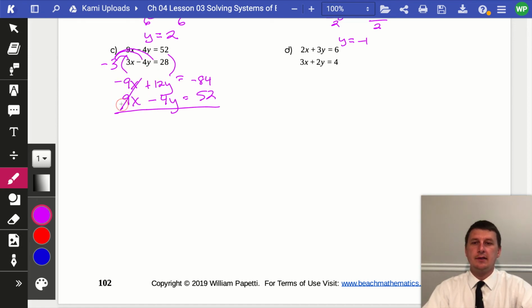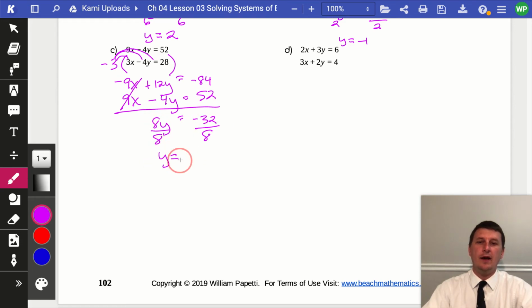So the x variables are going to cancel out because they have opposites. 9 minus 9 gives you 0. 12y minus 4y is 8y, and negative 84 plus 52 will give me negative 32. Now, finally, I want to divide by 8, and that will give me a y value of negative 4.